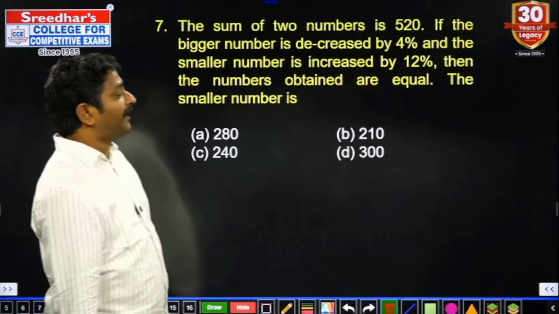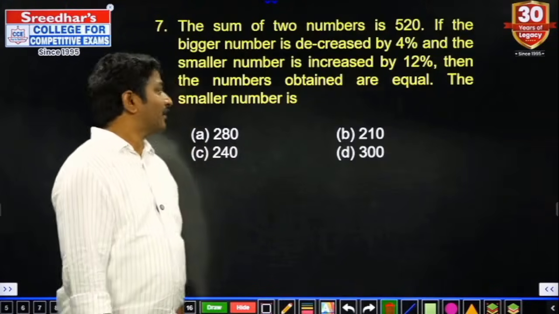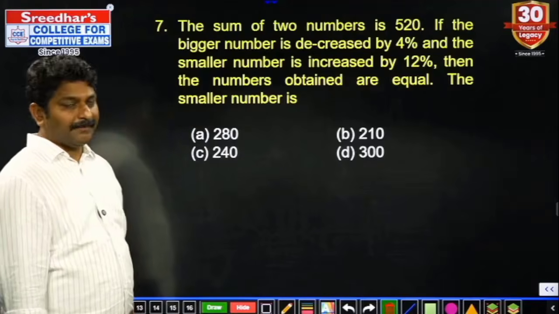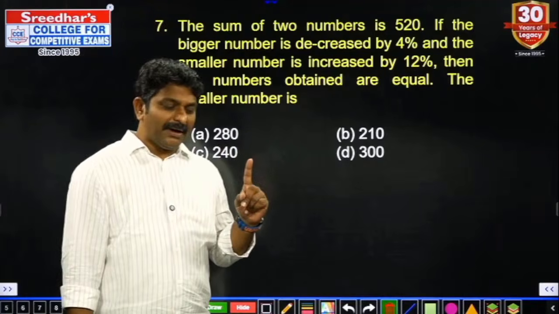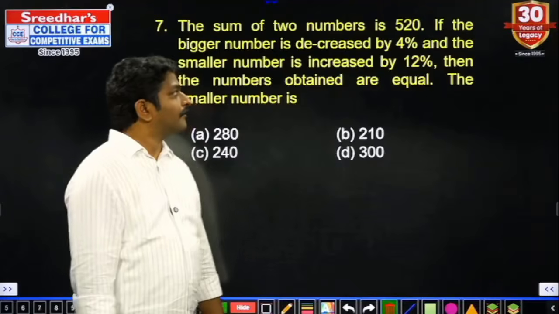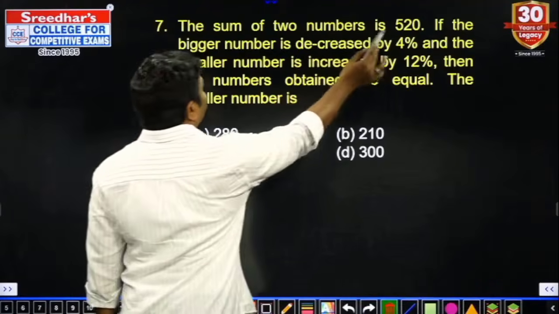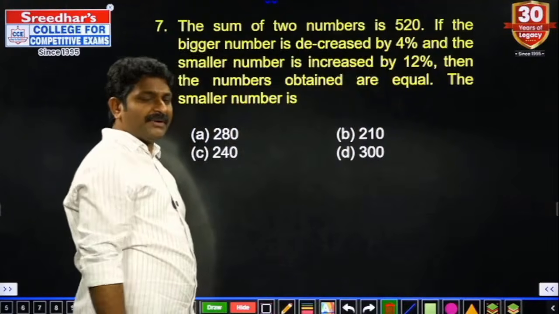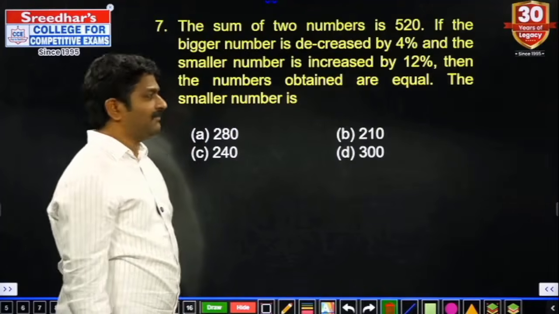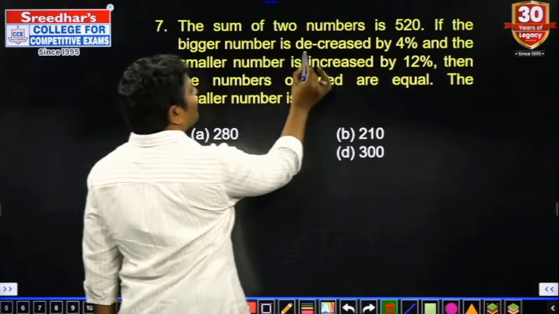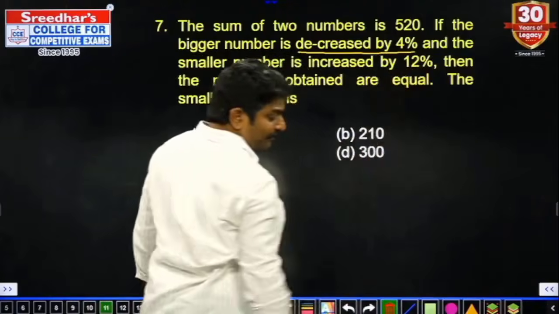Then the numbers obtained are equal. The smaller number is... They are talking about two numbers: one bigger number, one smaller number. Sum of numbers is 520. Forget about it for some time. That can be anything. Bigger number is decreased by 4%.